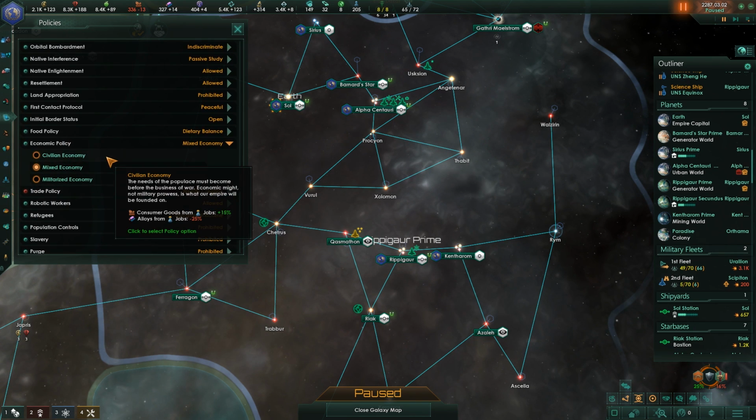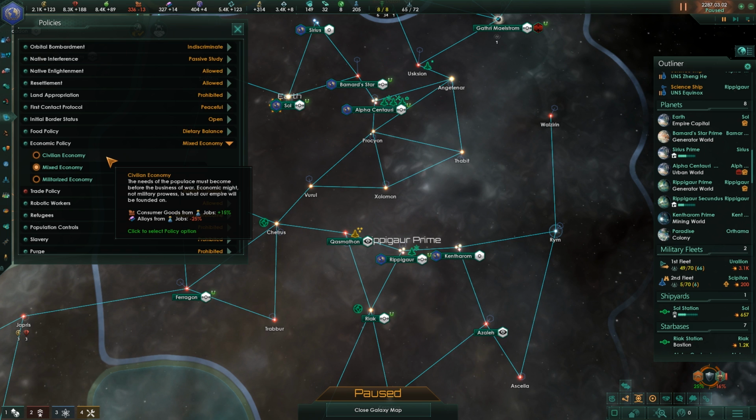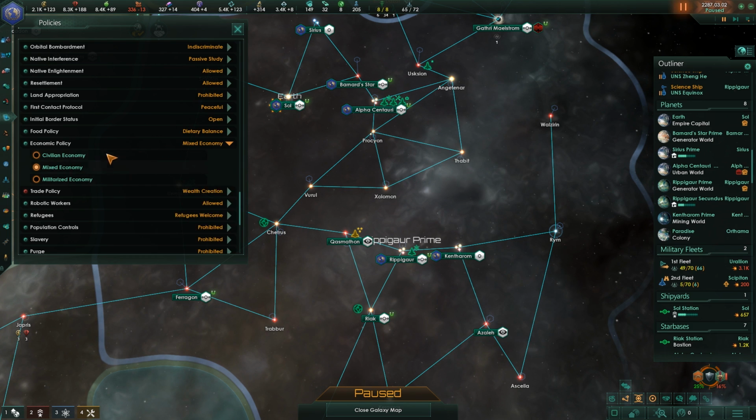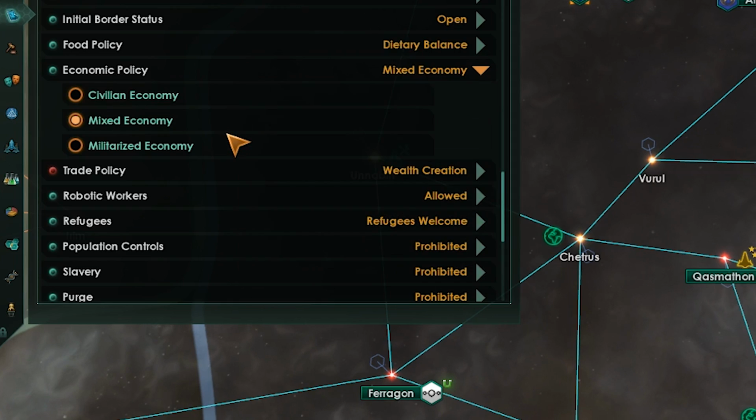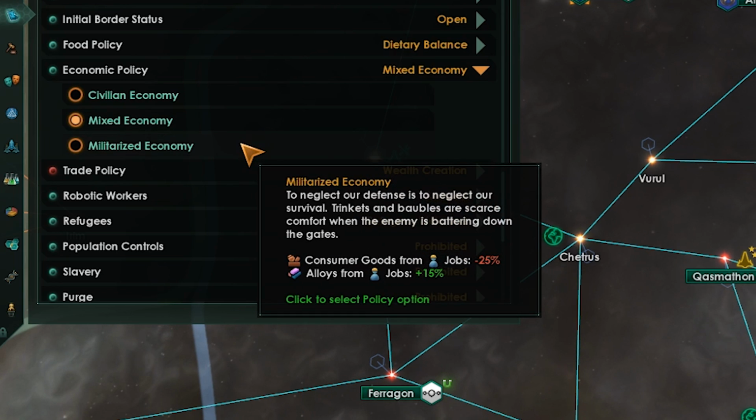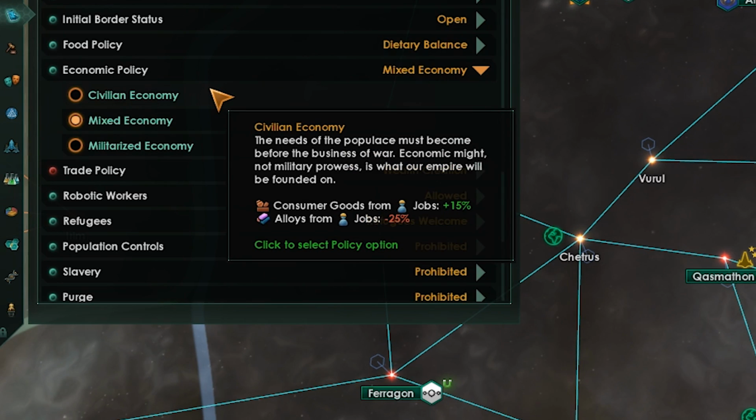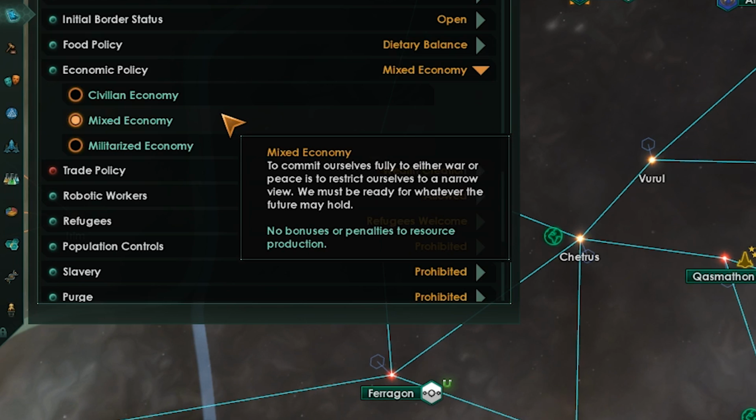Then, of course, we have our economy policy. Now, economy policy is built into 3 categories. We got our civilian economy, we got our mixed economy, and we got our militarized economy. So our civilian economy increases consumer goods. Relatively straightforward, but also reduces the amount of alloys we produce by 25%. Mixed economy is a mix. There are no bonuses or penalties.